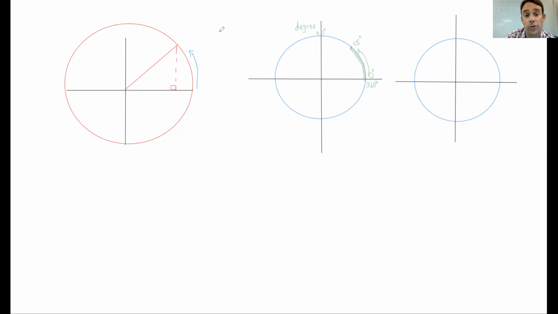But we learned something back in circles as well. We learned that there's an angle that lies at the center of a circle. We call that the central angle. And that central angle is equal to the arc measure. So this right here, that would be our central angle. So that central angle then is going to be equal to... Oh, I lied. That central angle is going to be equal to 45 degrees.